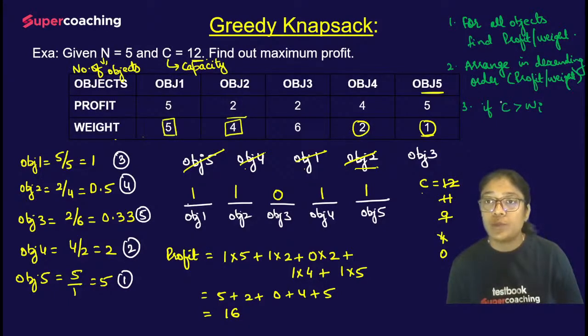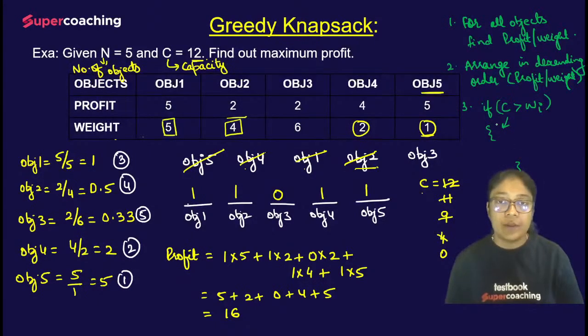एक एक करके आप object select कर रहे हो, then you are taking the object or you are taking it in the fraction. तो if वाला case आ जाएगा, right? So these are the three major steps of greedy knapsack. I hope that this is clear to everyone.